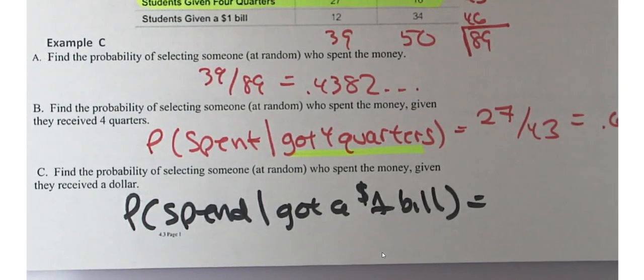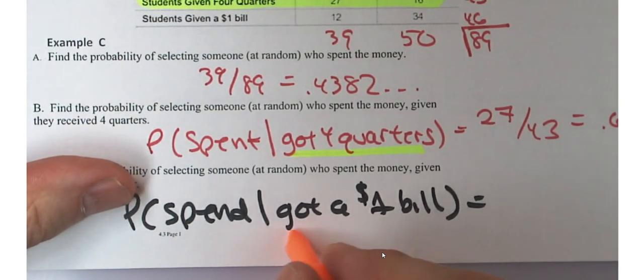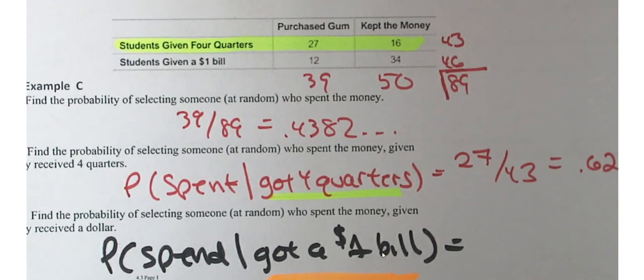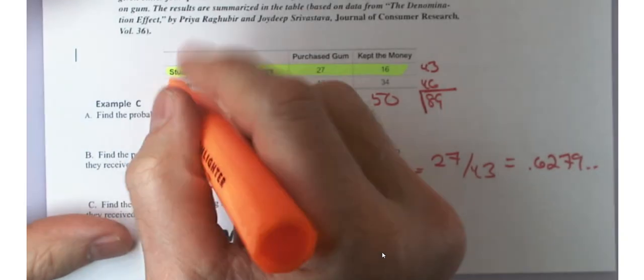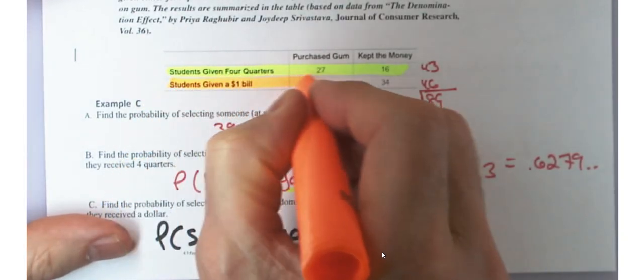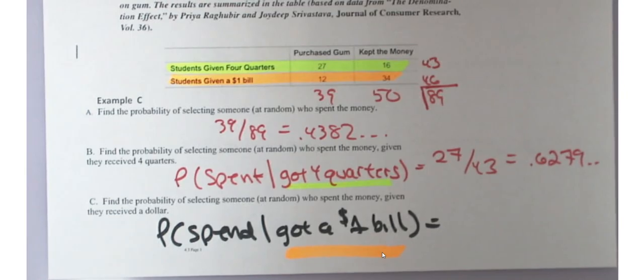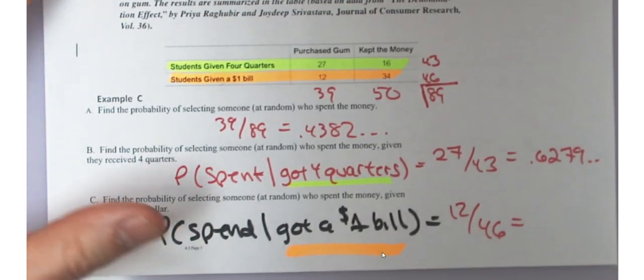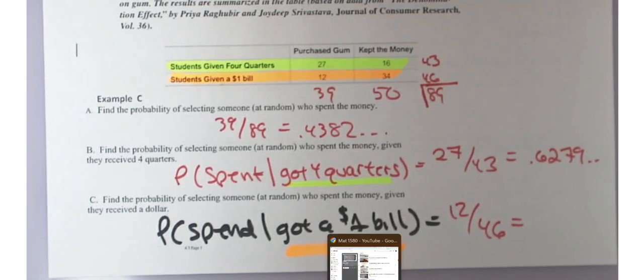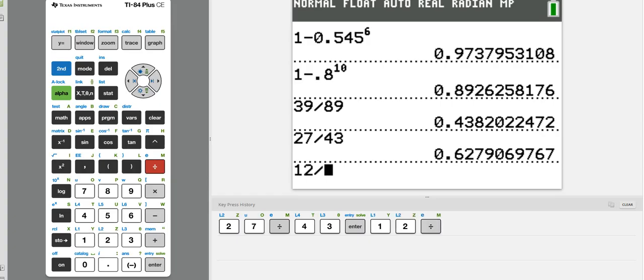So again, you've changed the sample space. The sample space is all the things that can occur. But when I'm telling you somebody got a dollar bill, we're no longer looking at all 89 subjects in this study. How many people are we looking at? 46. All right, so we're looking here. 46 people. Of those 46, how many of them spent the dollar? 12. 12 over 46. So again, let's calculate some probabilities here. 12 divided by 46, 26%.